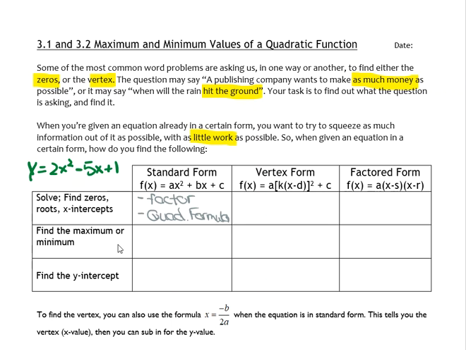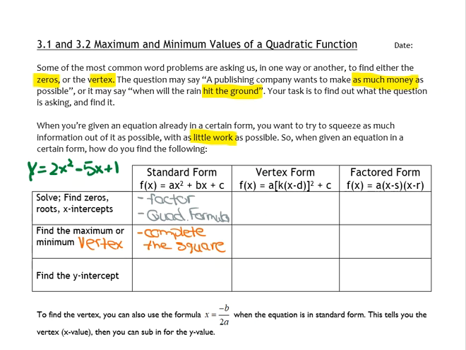Now, how would you find the maximum or minimum? Again, you're in standard form. There's a couple of ways to do it, but one way is to complete the square, because completing the square finds you the maximum or the minimum. There's another way, but we're going to talk about that in a minute. Right now I'm just reviewing what you did in grade 10. If you're in standard form, completing the square is the best way, because this means you're looking for the vertex.